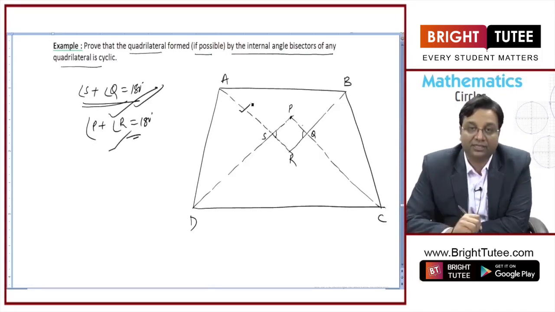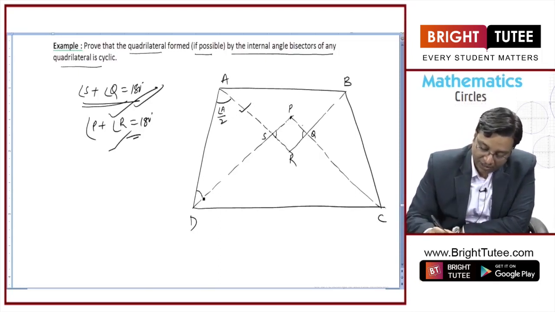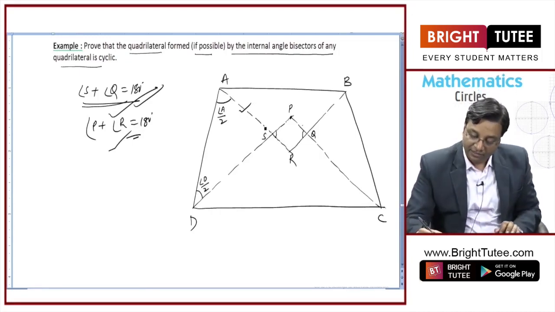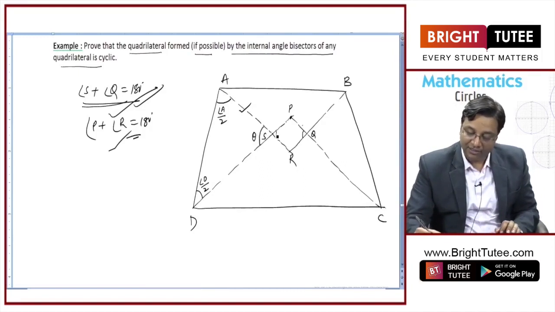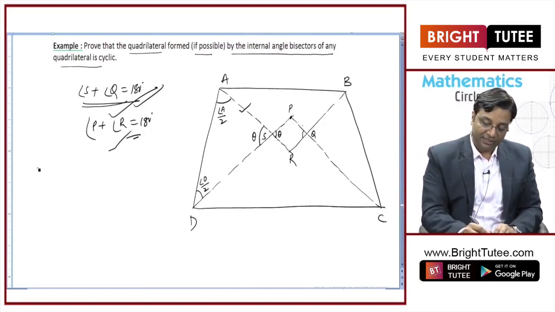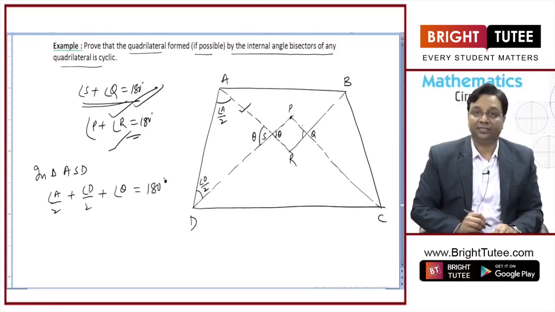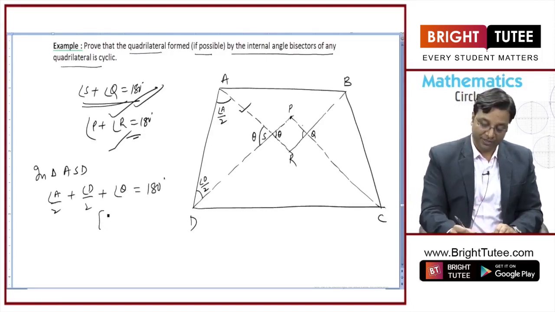Now I know this is the angular bisector of angle A. So if I only talk about this angle, this is half of angle A. This angle here is half of angle D. If I name this angle theta, this angle will also be theta because it is vertically opposite. So in triangle ASD, angle A by 2 plus angle D by 2 plus angle theta is equal to 180 degrees because of the angle sum property.